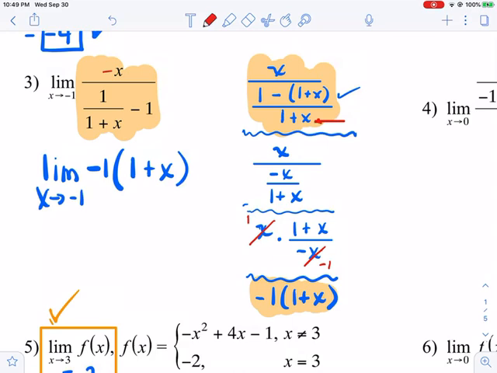Once we manipulate our expression, we get this simple little polynomial. When we plug in, we get negative 1 times the quantity 1 plus negative 1, which gives us a value of negative 1 times 0. So our answer here is also 0.